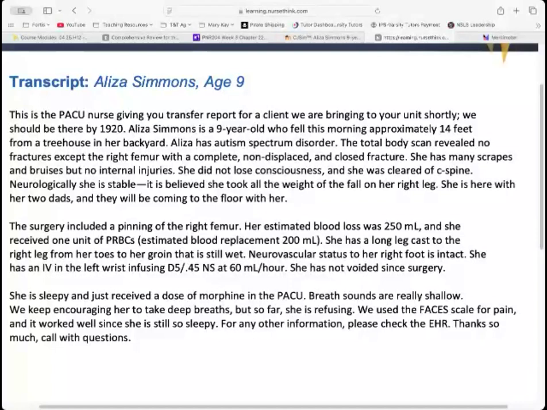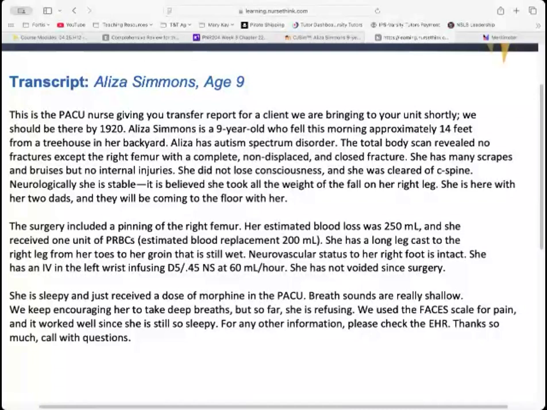What are things that they might have left out on her report? Things that you are still curious about? Where were the parents at this time? Why was she up in a treehouse alone? Yeah, situation details. They didn't tell us if they gave any pain meds. All they told us is she just received a dose of morphine. They didn't tell us how effective it was. That would have been good to know.